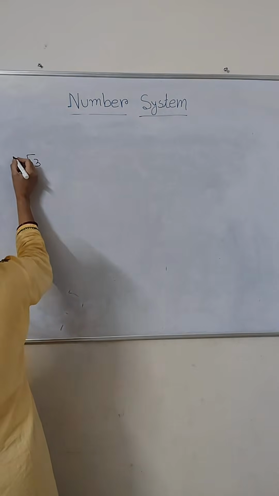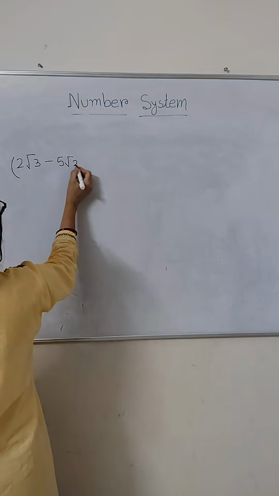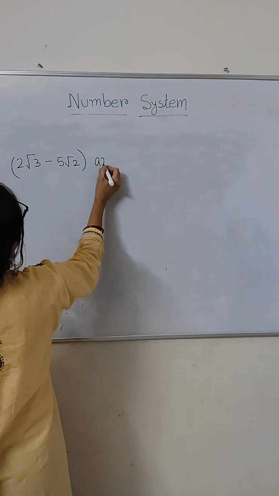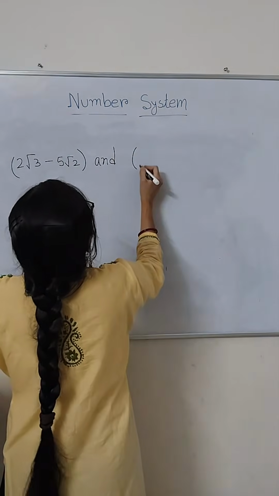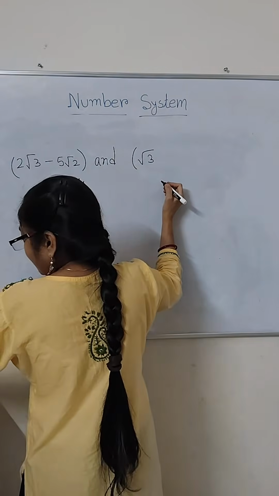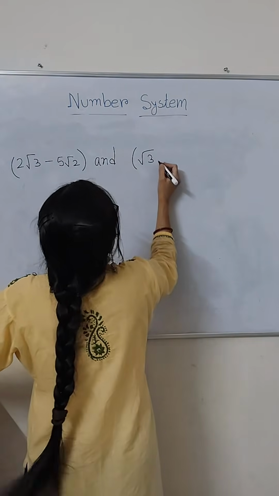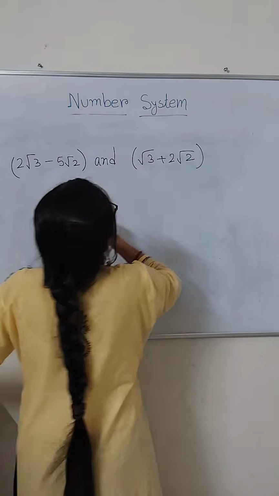Root 3 minus 5 root 2 and root 3 plus 2 root 2. Addition.